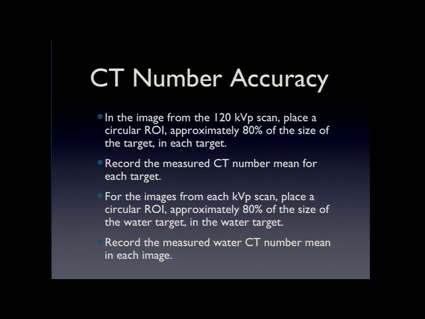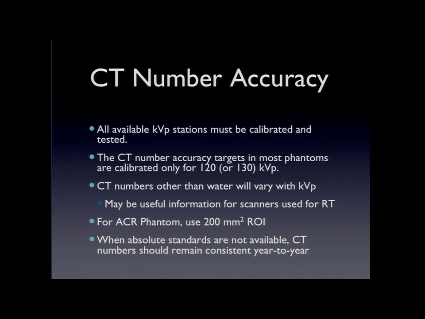You can be mindful that these are energy dependent, and so most of these are calibrated at 120 kV, and so you want to make sure that you measure it at that. If you're going to measure it at other energies, you're going to have to establish new target values for those. Water, however, will be the same. And it should be the same. Water is water. It's the basis for the CT number scale. And so you want to make sure that is essentially 0. So you want to scan those at different kVs as well.